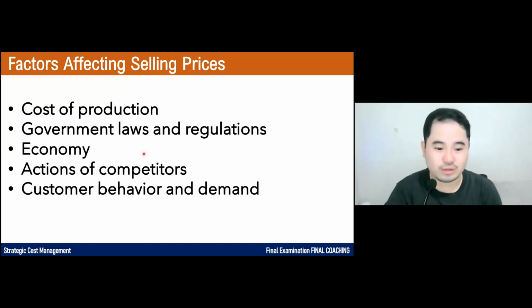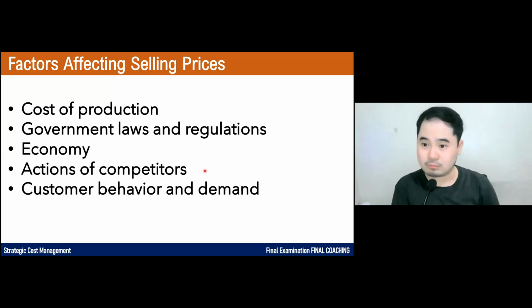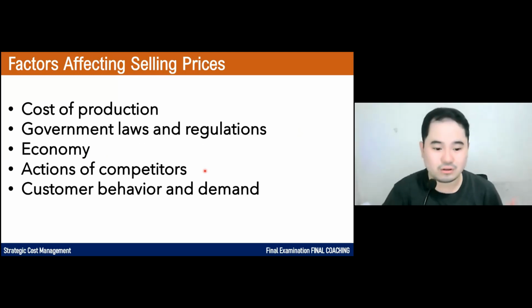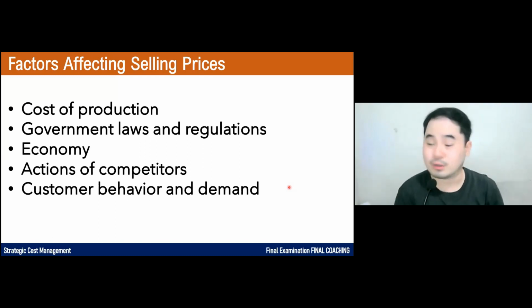Or you can also look at the actions of your competitors. If you're selling the same products, nagbaba siya ng presyo, kailangan magbaba ka rin ng presyo. Wala nang bibili sa'yo, mas mura siya eh. Diba? And then, customer behavior and demand. Are we able really to deliver the quality of the products and services that our customers are expecting from the selling price that we are setting? No? So, kailangan natin i-consider din yan.